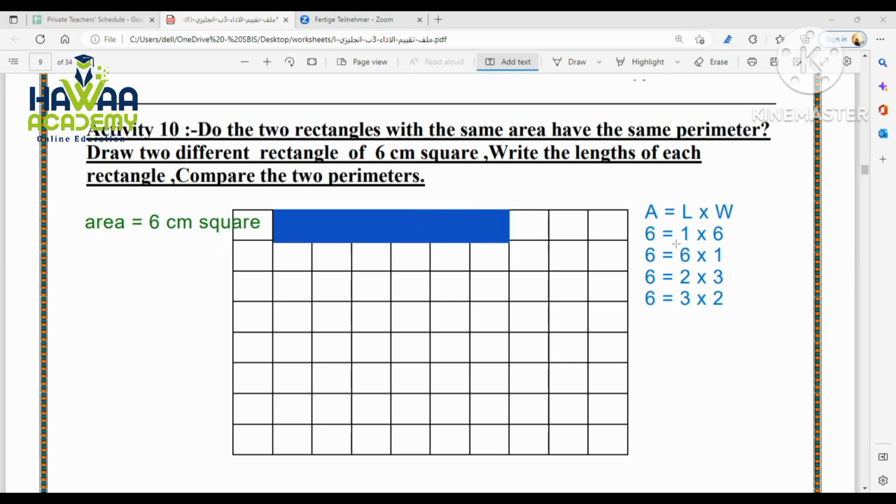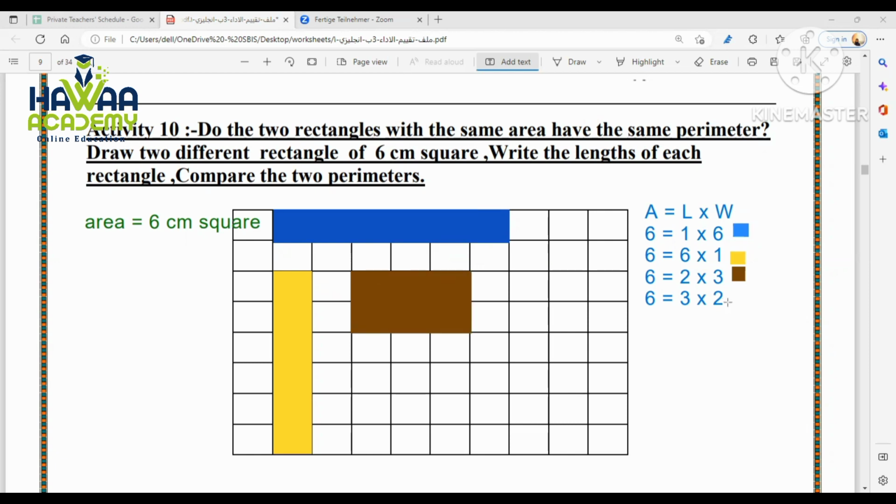Let's see 6 rows of 1. So here is 1, 2, 3, 4, 5, and 6. Let's find out the other part, which is 2 times 3. So 2 rows of 3. Let's find out 2 rows of 3. Here is 1, 2, 3.